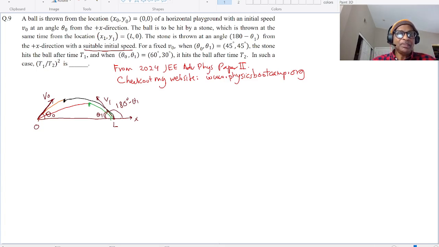So there are two settings. If this angle is like that, the stone will hit the ball after time t1. So this time is t1. Let's work that out. So that's one condition. Let's set this up.